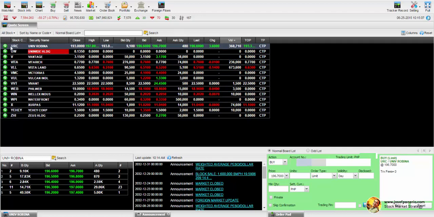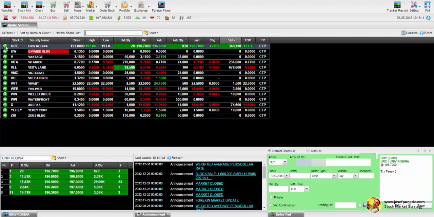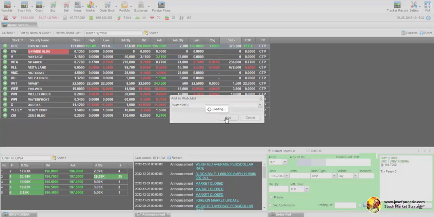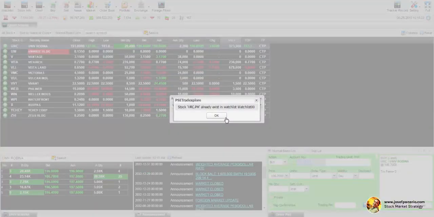And if you want to add a certain stock to the watch list, you just click this button here. Add to watch list. So far, I have only one watch list, so I named it watch list 00. Once you click the add button, it will be added on it. In this scenario, the stock URC already exists on watch list 00.